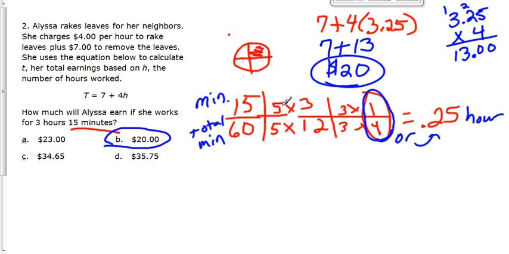Okay. Now guys, you have to be careful. I can't just put 3.15. Remember, that's 15 minutes out of 60 minutes for an hour. So we're talking about hours here. So I had to convert those minutes into hours.